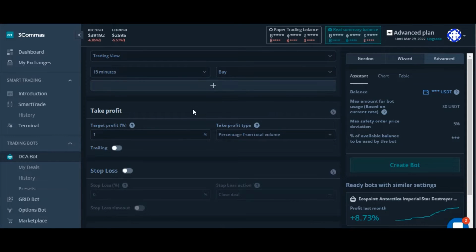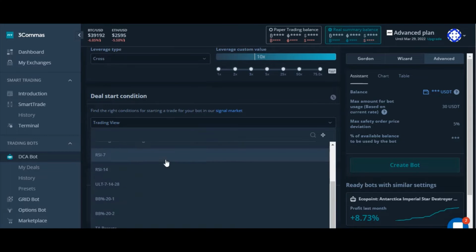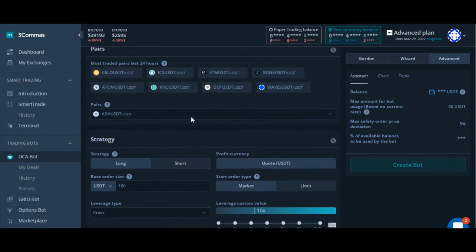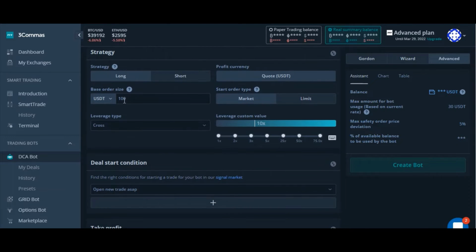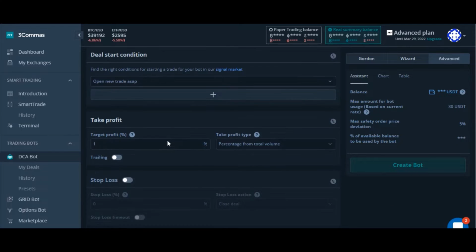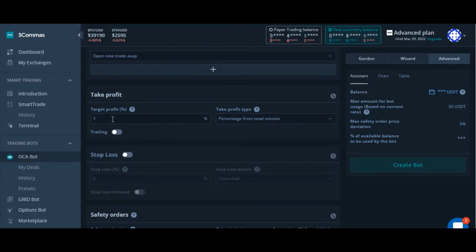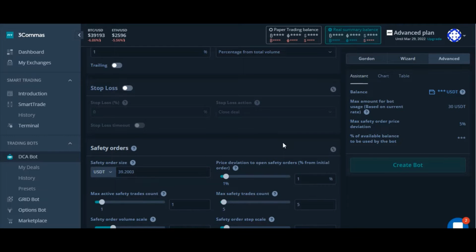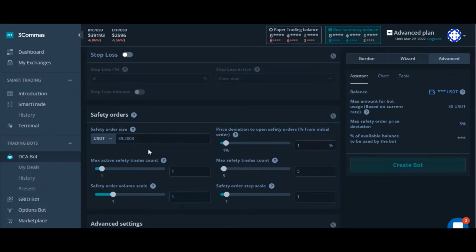I will close these things. I put open new trade as soon as possible. Everything else remains unchanged. Base order size $100 I keep, and target profit I would like to keep at 1%, and percentage from total volume I will leave like this. And stop loss I don't put because I am buying ADA, and I still believe this price is good to buy, so I'm not putting any stop loss there. And safety orders I will put $100 as well.